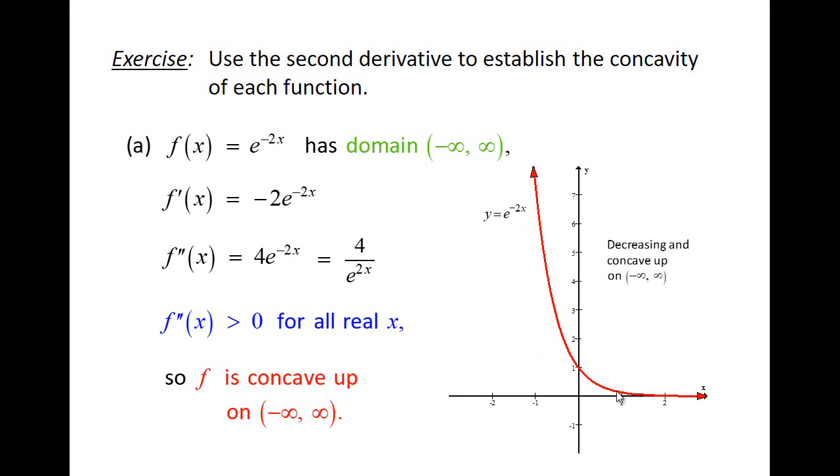What that means is that f is concave up. Let me say that again. So f is concave up because the graph of f lies above the tangent line at any of its points. So in other words, at any point on the curve here, the tangent line lies below the curve.